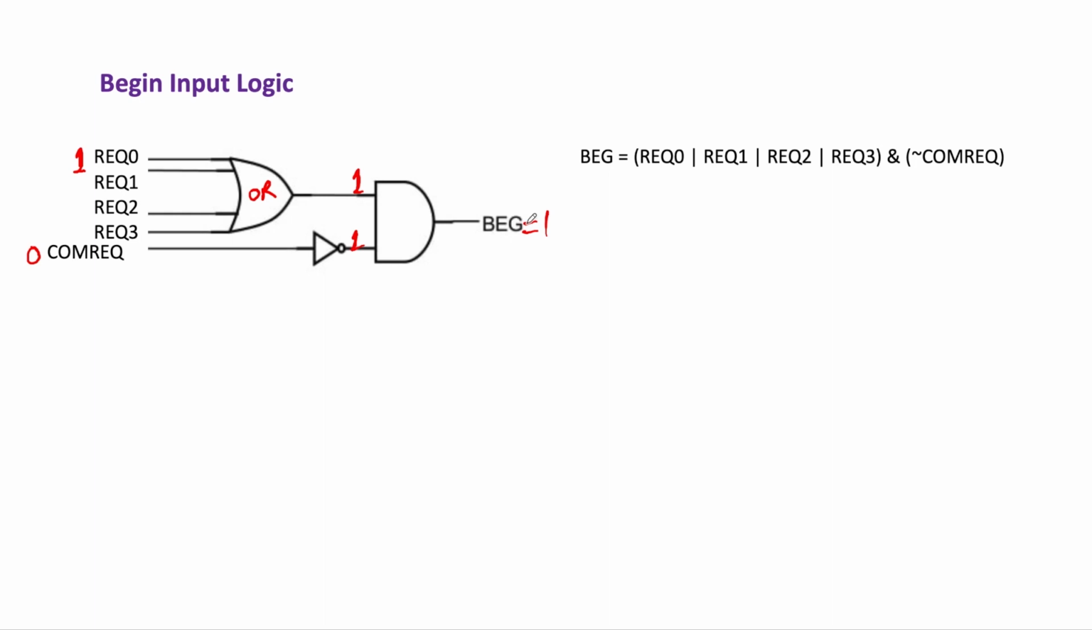And we could see that begin is equal to request 0 or request 1 or request 2 or request 3 and the negation of the communication request signal.